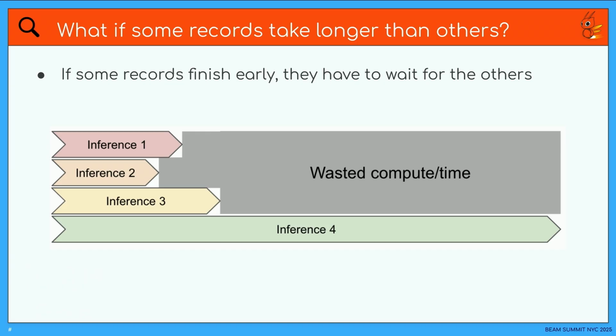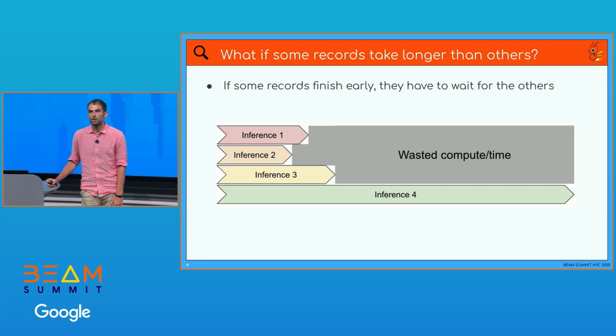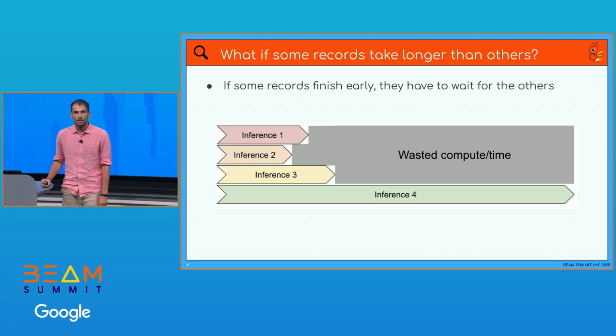What if some records take longer than others? You can imagine I have 4 inferences, and depending on my model architecture, it might take a really long time to finish a specific inference. This is bad for a couple of reasons. One, your model is not actually operating on 4 things at once anymore. It's operating on 1 thing. And in some cases, this might be the majority of the time that it's running. So it's inefficient for your model process.